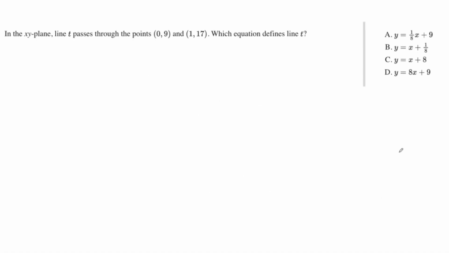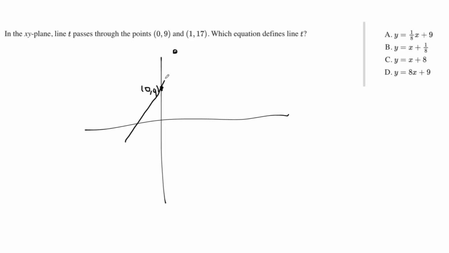In the xy plane, line T passes through points (0, 9) and (1, 17). Which equation defines line T? We have 0 in the x direction, 9 in the y direction. Might not be able to make my symbols small enough. And then you're going to have (1, 17), so 1 in the x and 17 in the y. So something up here, and then you're going to have a line that's very poorly drawn there. But yeah, what equation defines line T?